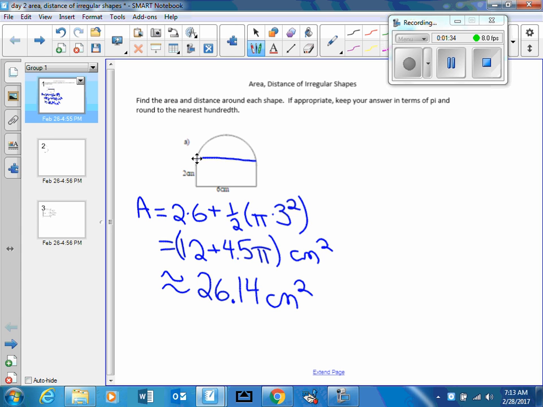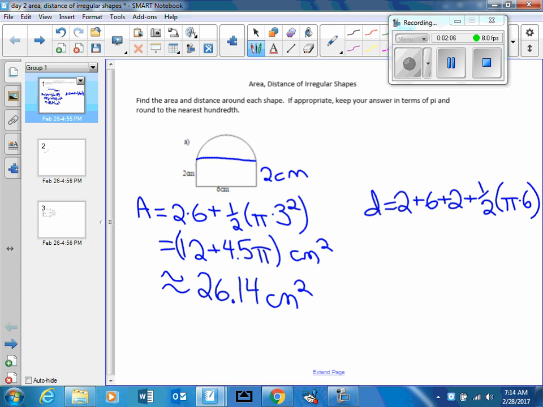To find the distance around it, the sides across from each other in a rectangle are the same length. So the left edge is 2 centimeters, so is that part of the right edge. So to find the distance, I'm going to add up the straight edges, 2, 6, and 2, and then half the circumference of the circle. So it'll be 1/2 times pi times diameter, and the diameter is 6.